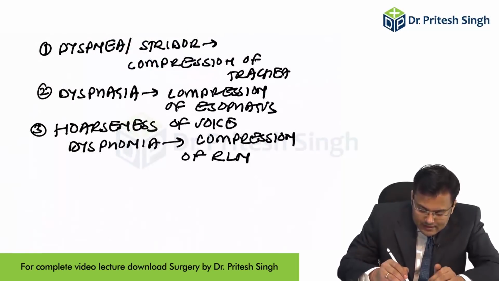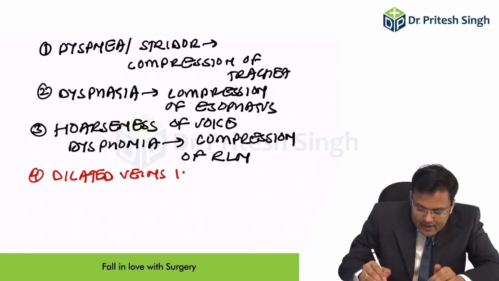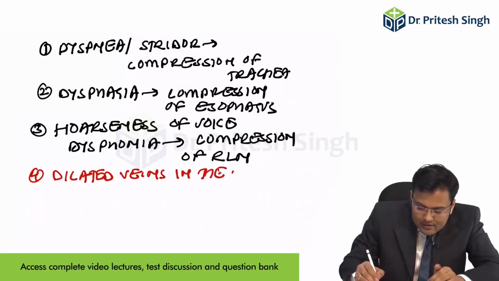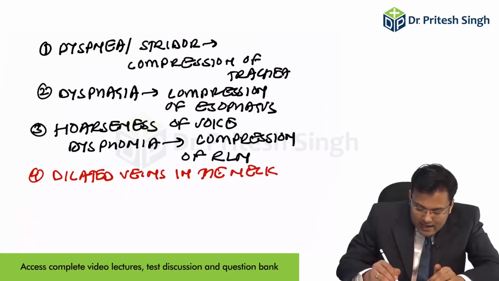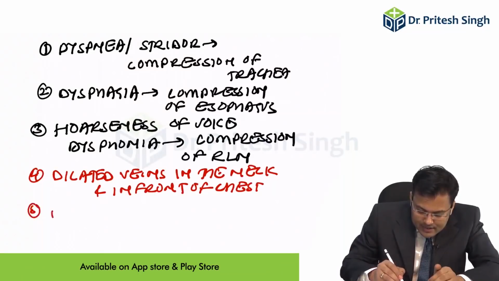After that, there are dilated veins in the neck and in front of the chest, and Pemberton sign is positive.